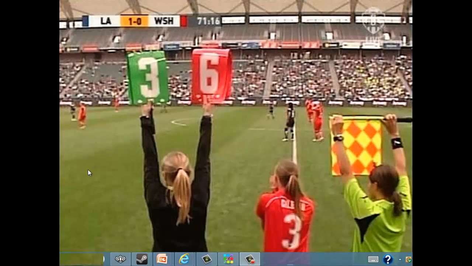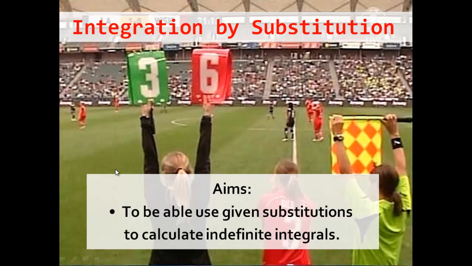This is our second lesson on integration. This time we're going to use a more formal approach. We're going to use the method of integration by substitution. What we do with this method is use given substitutions to calculate indefinite integrals.